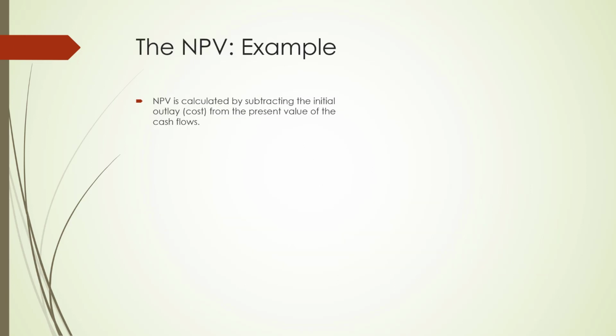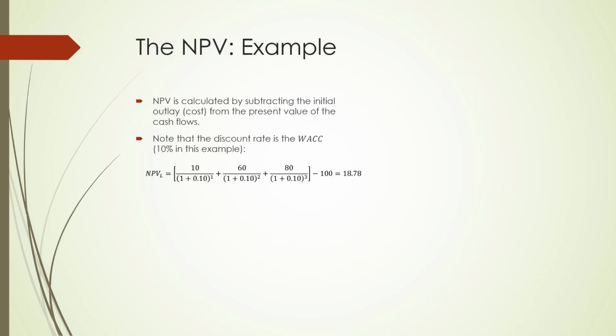So let's look at an example. In the mini case, we had 2 projects, and here you see project or franchise L. And remember, it had cash flows of 10, 60, and 80. So in the formula here, I'm taking the present value of the 10, the present value of the 60, and the present value of the 80, and I add them together to get the total present value, and then subtract 100, and I end up with an NPV of 18.78. So on its own, franchise L is an acceptable project because it has a positive NPV.